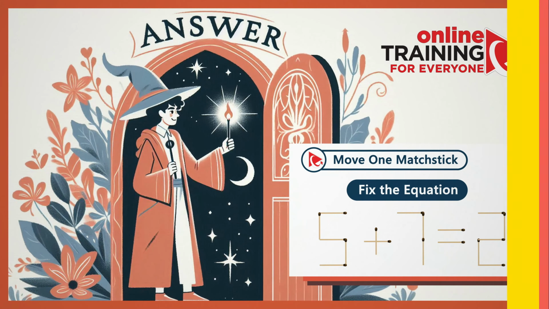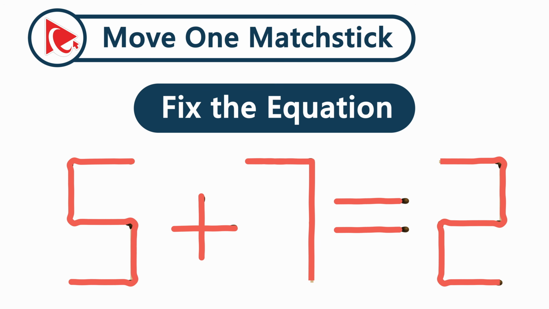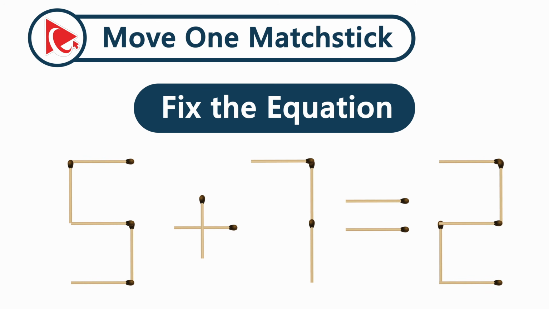Let's begin. You're presented with the expression, built from magic matchsticks. You need to move just one matchstick to fix this equation. Let's take a close look. 5 plus 7 equals 2. That's right. Move just one matchstick and it becomes correct.